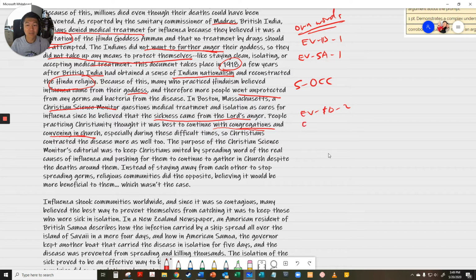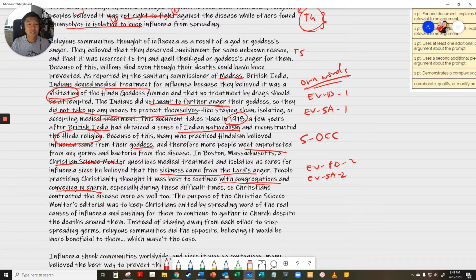Okay, so be very careful here. This is really close, in terms of, yeah, if your argument is, let me come back here. Religious communities thought the influenza was a result of a god or a goddess's anger, right? And that they deserve punishment, and that they incorrect to try to quell their anger. So again, this here is the key part in terms of the author's argument here. Okay, and so it has to be able to connect here. So why are people still practicing? Okay, so it's this part right here where it says they believe that the sickness came from the Lord's anger, so it's best to continue. So here is evidence that supports the argument.